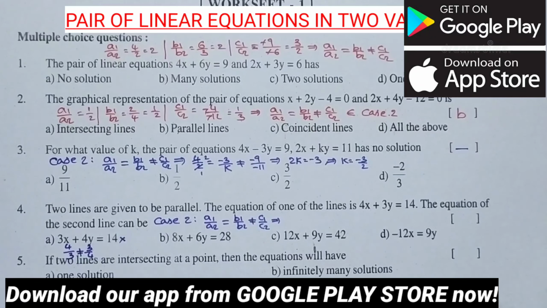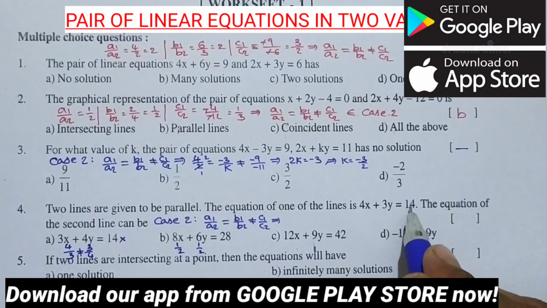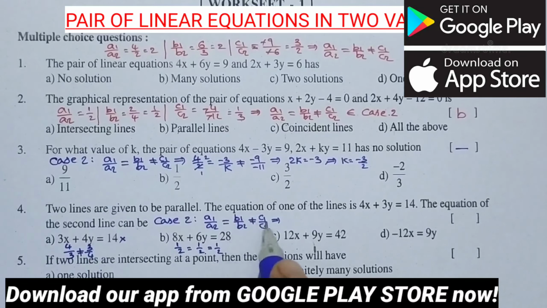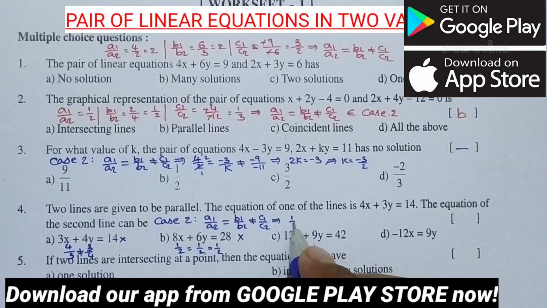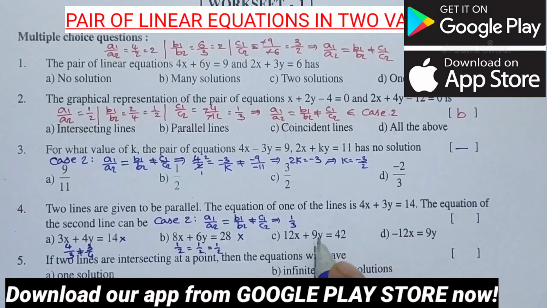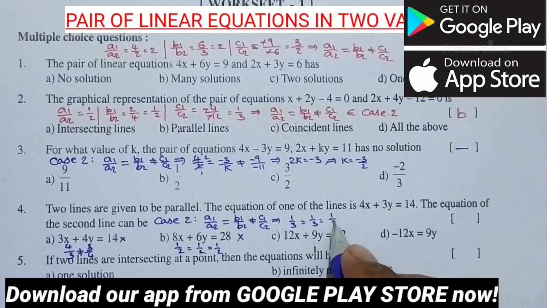Let us check option B. 4 by 8 is 1 by 2, 3 by 6 is also 1 by 2, minus 14 by minus 28 is also 1 by 2. Here all three are equal, but the last two should not be equal, they became equal. So this can't be the right option. Let us see the next one. 4 by 12 is 1 by 3, and 3 by 9 is also 1 by 3, minus 14 by minus 42 is also 1 by 3. So all three are equal. The condition is that the last two should not be equal. So this can't be the option.